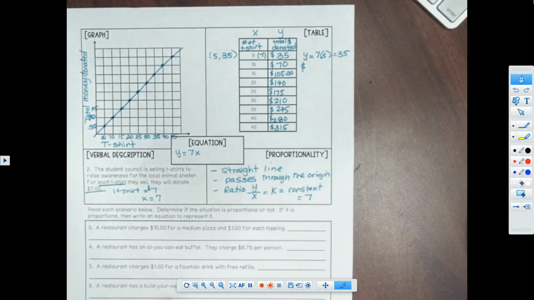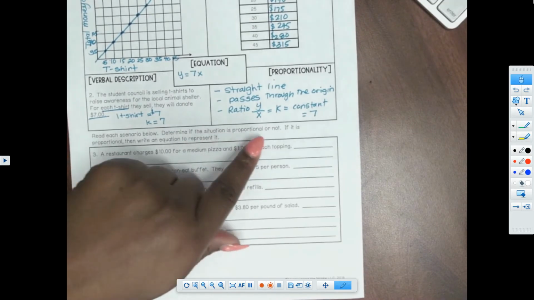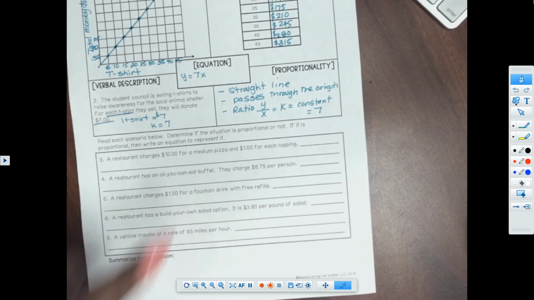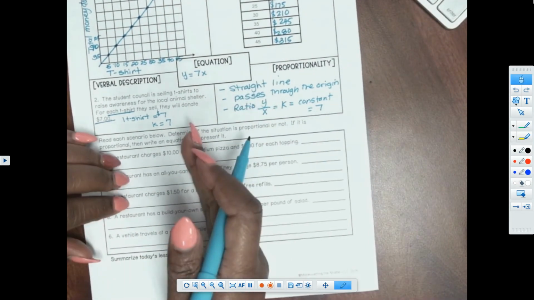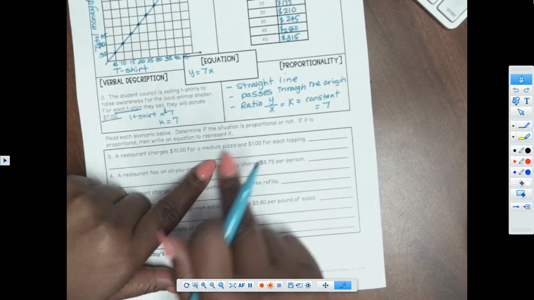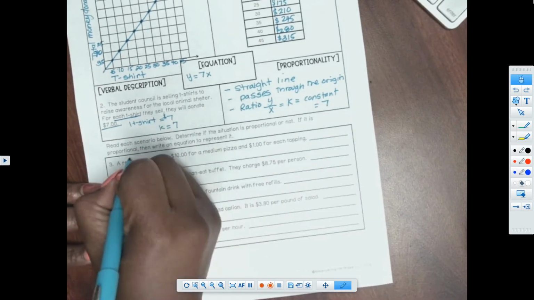So now we're going to look at a couple of verbal descriptions and see if we can determine if these situations are proportional or not. If it is, then we're going to write an equation to represent it. If it isn't, then we can't write an equation. So let's look at number 3. A restaurant charges $10 for a medium pizza and $1 for each topping. Okay, so is there a constant rate for something? If I'm saying there's $10 for this and then $1 for each additional topping, that means depending on how many toppings you have, what you pay will be different per person. So in this case, this is non-proportional.